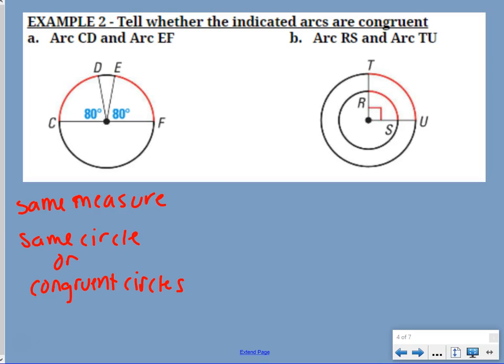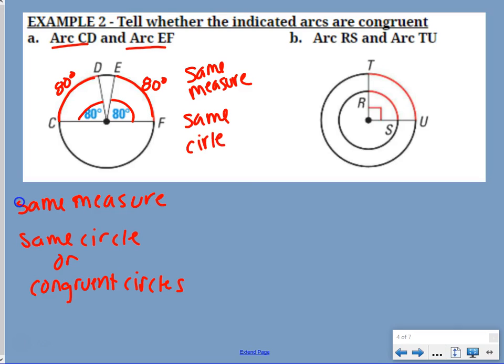So arc CD, right here in red, and arc EF, this other red arc. First off, do they have the same measure? This would be 80 degrees from its central angle, and this would also be 80 degrees. So they have the same measure, and they lie on the same circle.